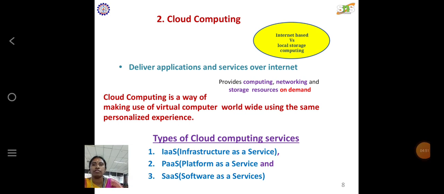And then types of cloud computing services are as follows: infrastructure as a service, platform as a service, software as a service. In the next video, we may discuss about the types of cloud computing and cloud deployment models and benefits of those deployment models.